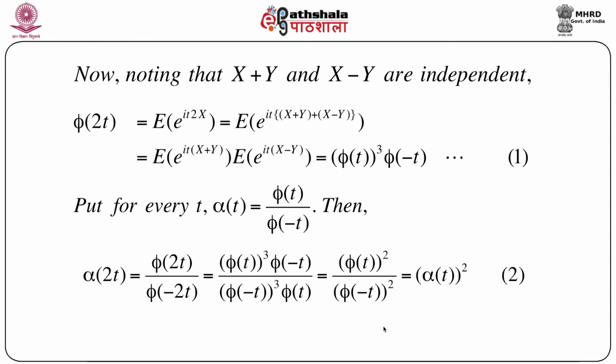So it is interesting to see that in equation 1 we get the expression of phi of 2t in terms of phi t and phi minus t, and in equation 2 we can write alpha 2t, where alpha t is phi t by phi minus t, in terms of alpha t only.